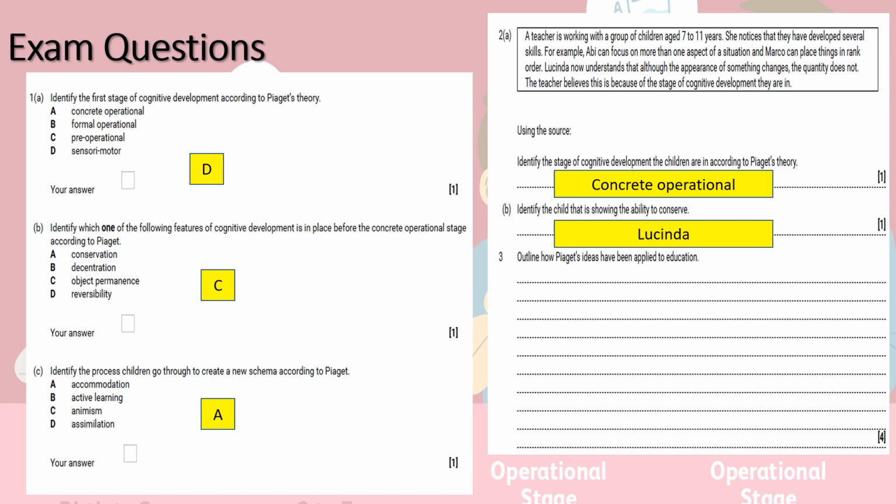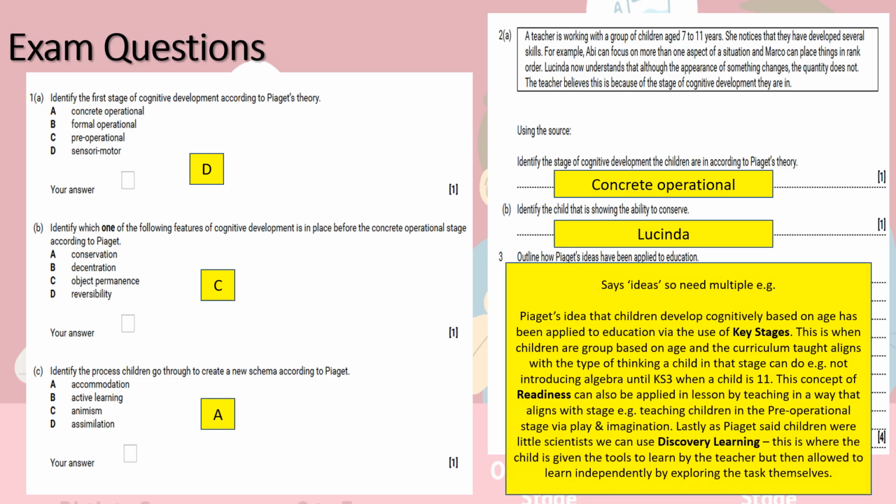And then lastly, outline how Piaget's ideas have been applied to education. So you need to be a bit careful here because it does say ideas, so we're going to need multiple rather than just one idea. So the first idea you can talk about is this idea of grouping children based on the age that they are, and then designing our curriculum around what they're able to do. So this is called key stages. The second idea you can talk about, which is very much linked, is readiness. So talking about how you're going to teach them in a lesson. And then the third idea, discovery learning.